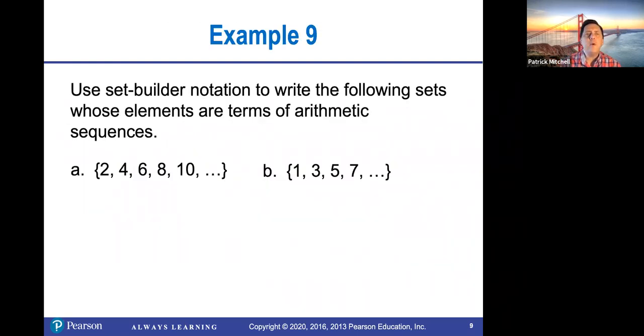So in this example, we want to use set builder notation to write the following sets whose elements are terms of arithmetic sequences. So first we have the set 2, 4, 6, 8, 10, et cetera, et cetera.